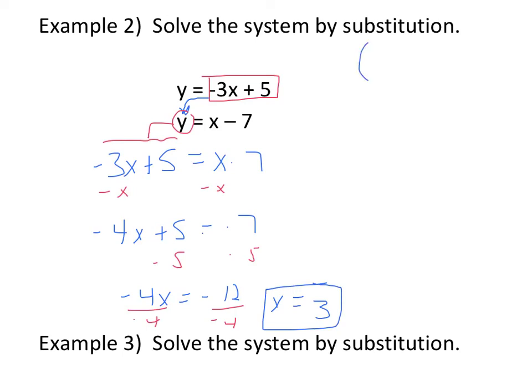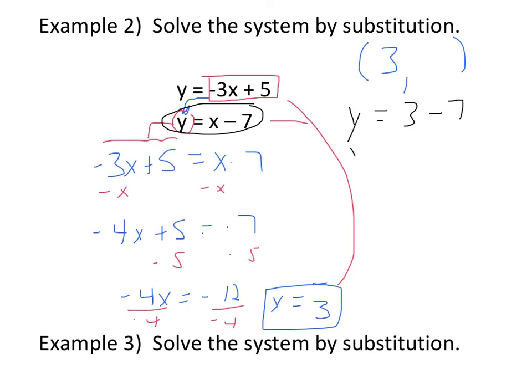Now again, we're looking for an intersection point, and we just found x. So I'm going to take this, and I have a choice of plugging it into either equation, whichever looks easier to use. In this particular case, I think this one looks pretty easy to use right here. So I'm going to say y equals 3 minus 7, so y equals negative 4. And that is the coordinate.